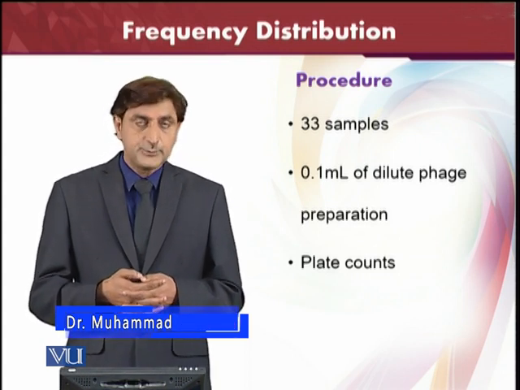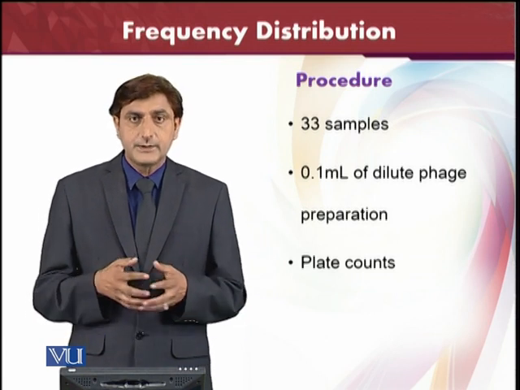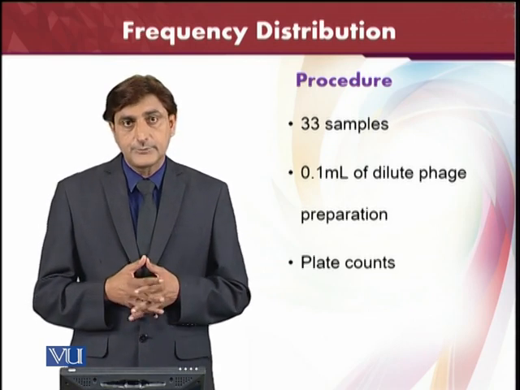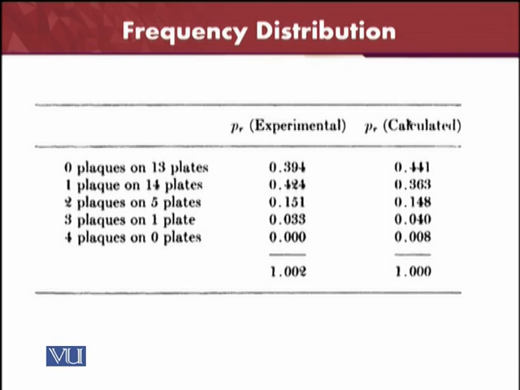0.1 ml of the diluted phage preparation will be used for this frequency distribution experiment. And then the plate counts will of course be very important. Here you can see in the table the PR experimental and the PR calculated. First of all, we see how many plates there are with 0, 5, 13 and 14 plaques, and then the number of plaques present on those plates, and then the PR, the calculated and the experimental.